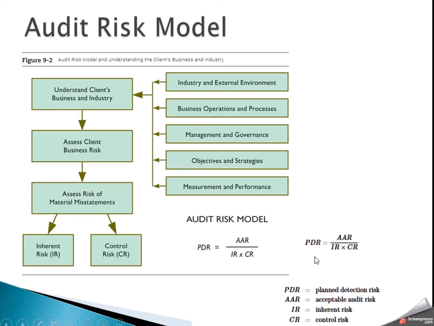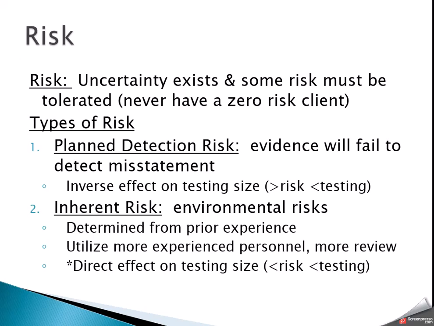So then this formula is a mathematical computation. We have PDR, which is our planned detection risk, equal to our acceptable audit risk divided by the inherent risk times the control risk. So then they can actually do a mathematical computation to come up with that. But the textbook does say that a lot of times it is not quantitative, but just qualitative. They just judge the circumstances and come up with a risk level accordingly.